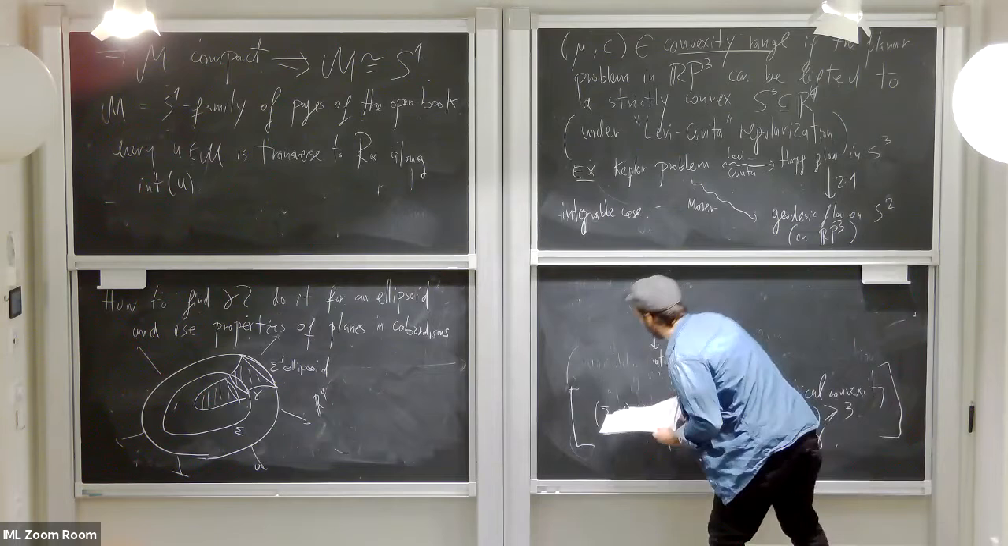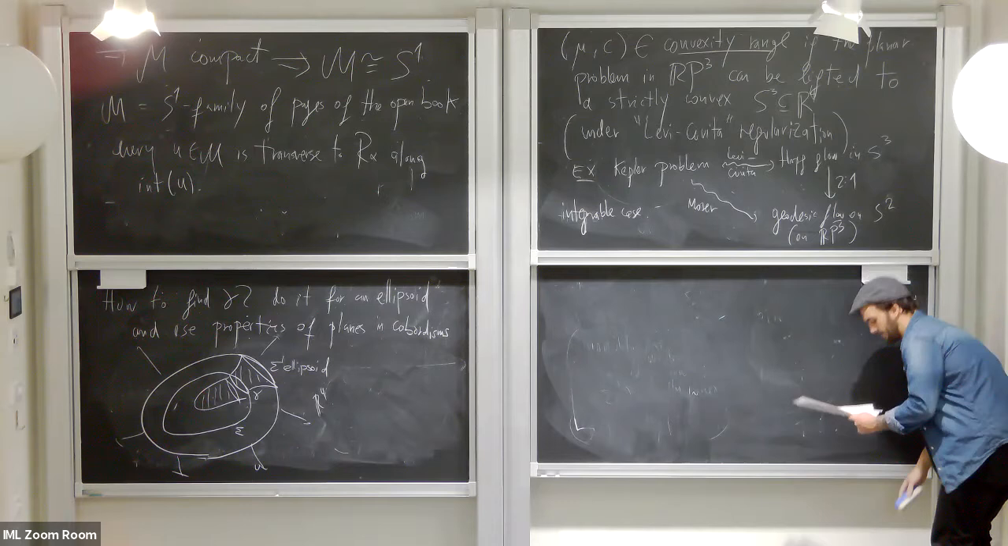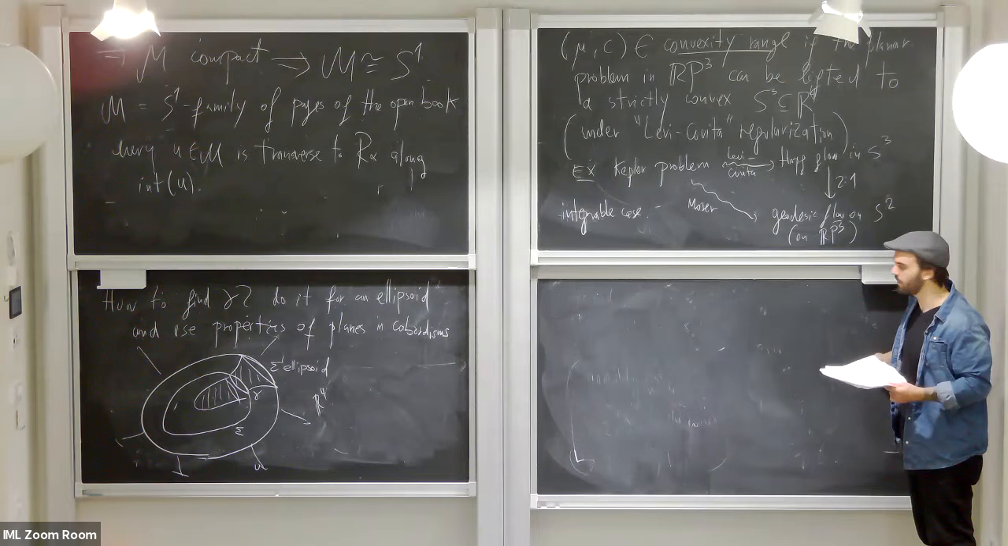Can you remind me, mu and c? Mu is the reduced mass, and c is like the Tarkovsky constant, so the Hamiltonian energy. Oh, okay, I see.